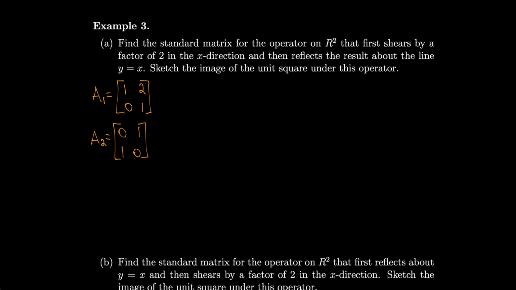So then our transformation is what we get by multiplying these matrices. So I'll take A2 times A1, so that A2 is done afterward. That'll be (0, 1; 1, 0) times (1, 2; 0, 1), and we get the matrix (0, 1; 1, 2).